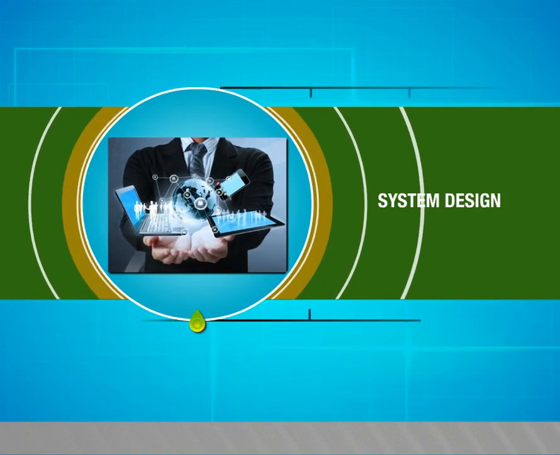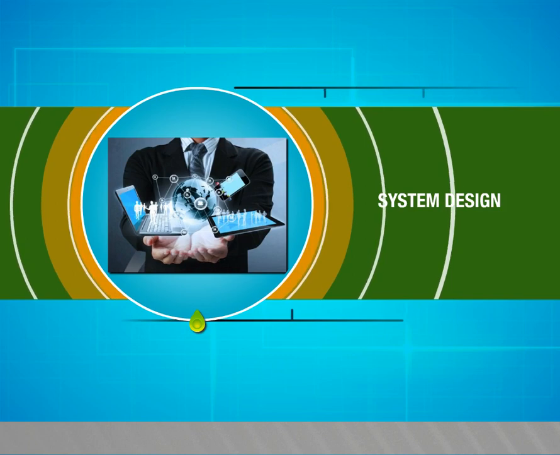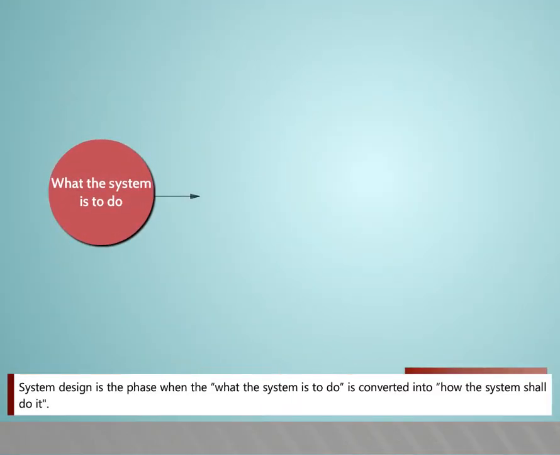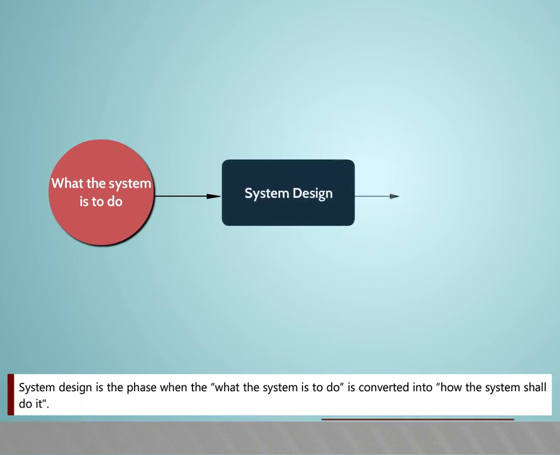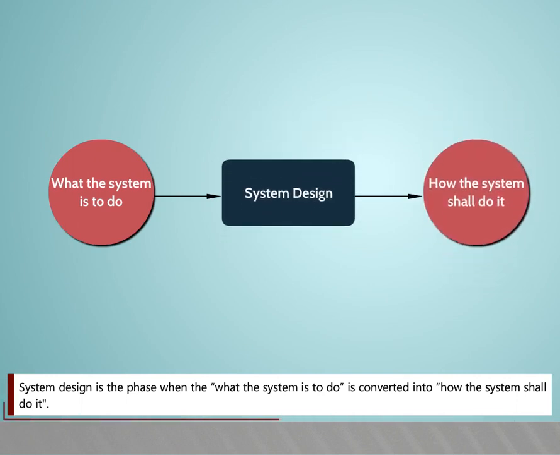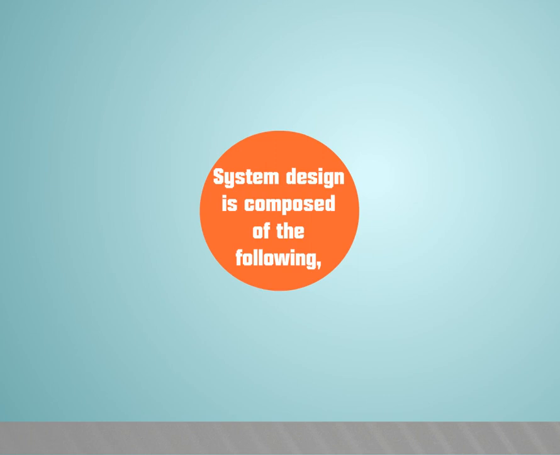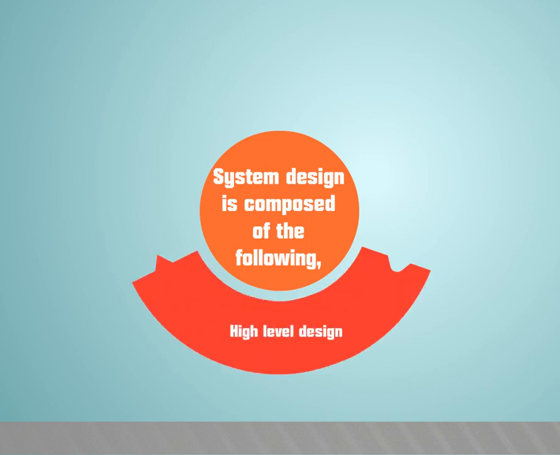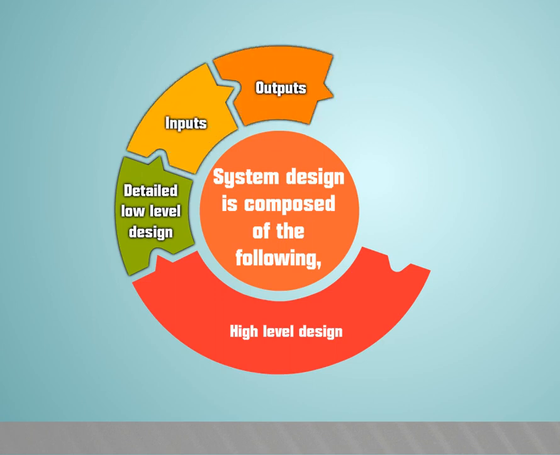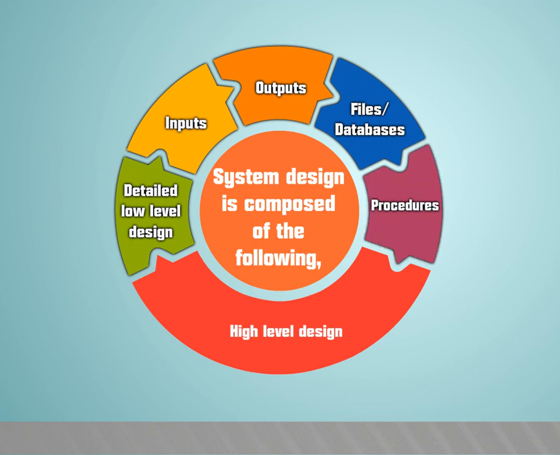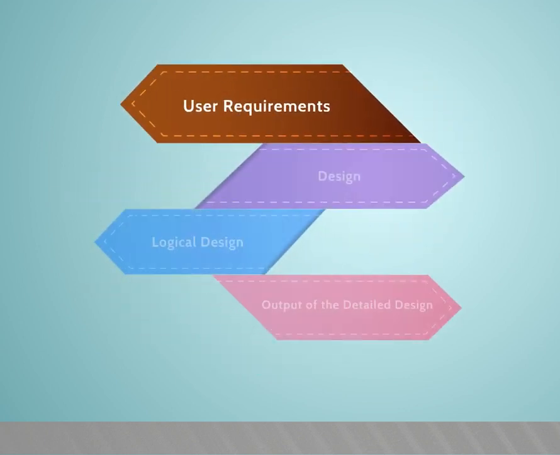System design. In this video, we are going to see about system design. System design is a phase when what the system is to do is converted into how the system shall do it. System design is composed of the following: high-level design, detailed low-level design, inputs, outputs, files or databases, procedures, user requirements.